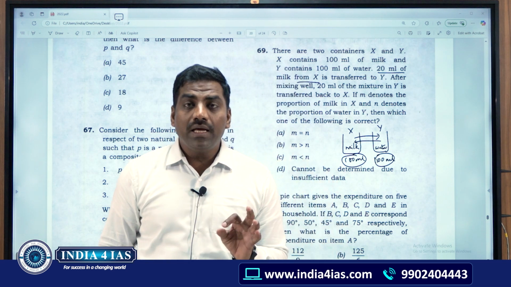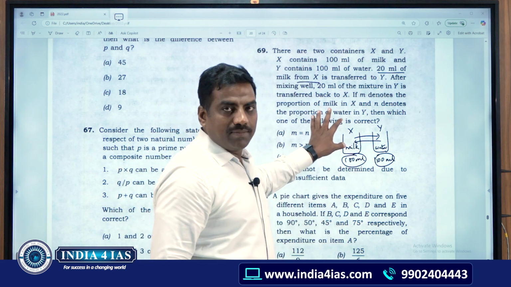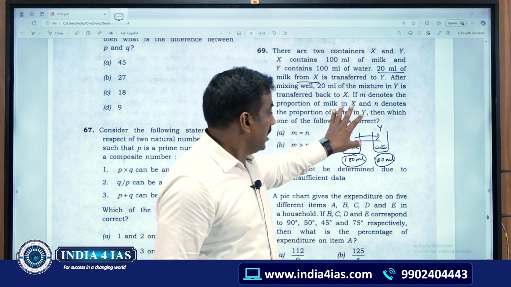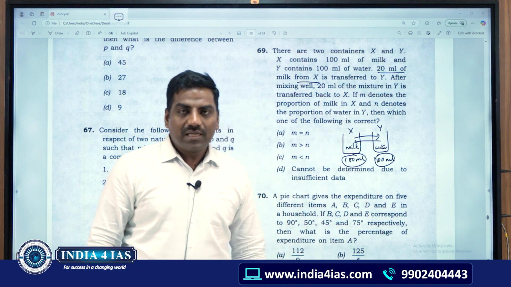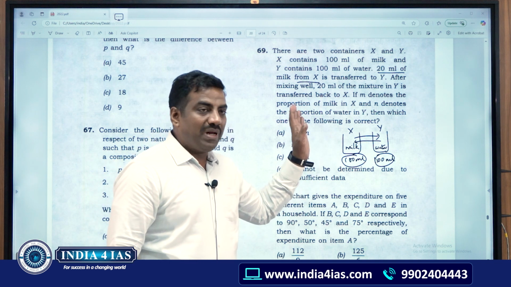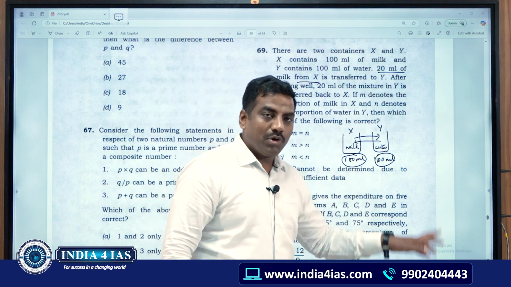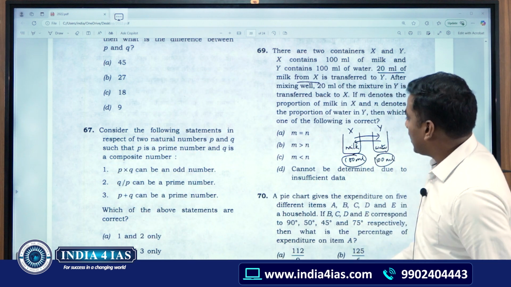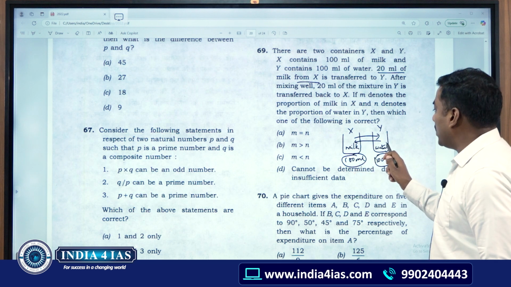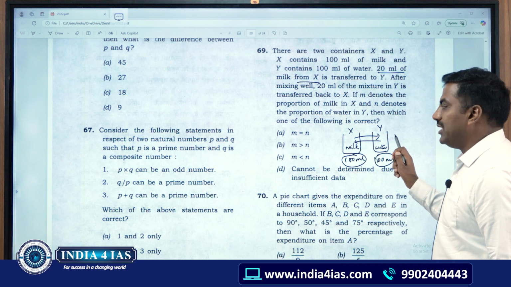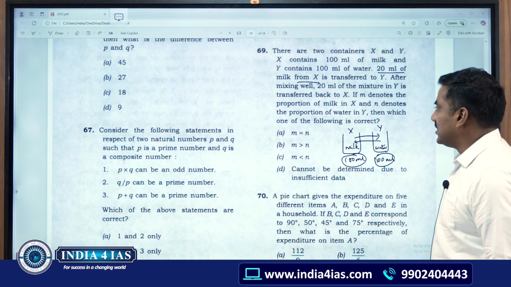So basically here there was pure milk, this has been diluted. There was pure water, it has been contaminated with the milk. So here the pure milk is disturbed and here the pure water is disturbed. But how much adulteration has been done here and how much contamination has been done here, let's see.